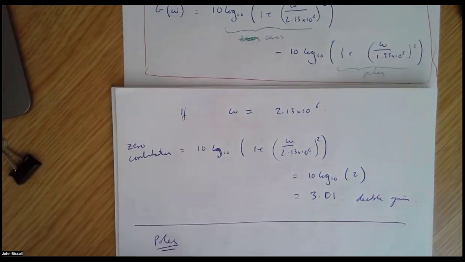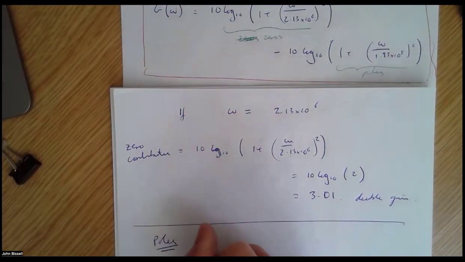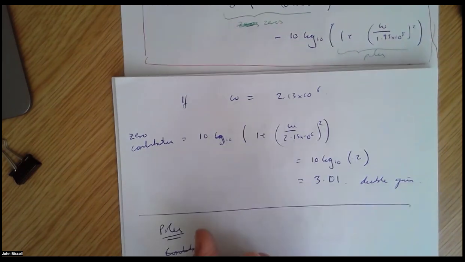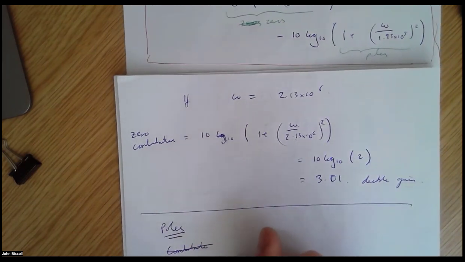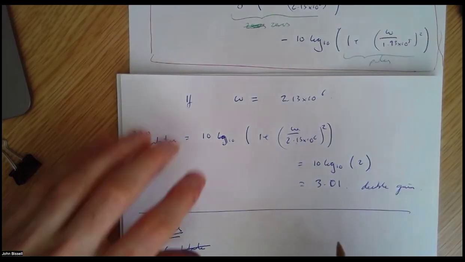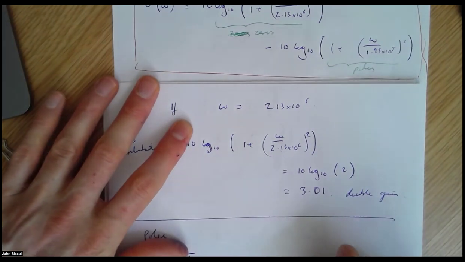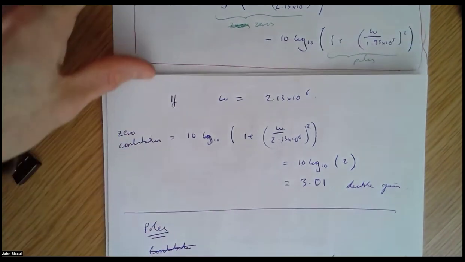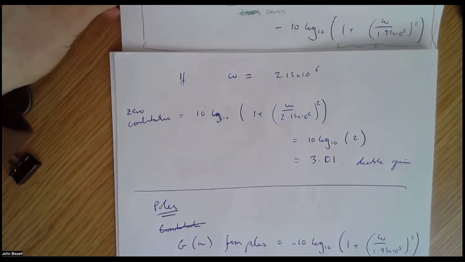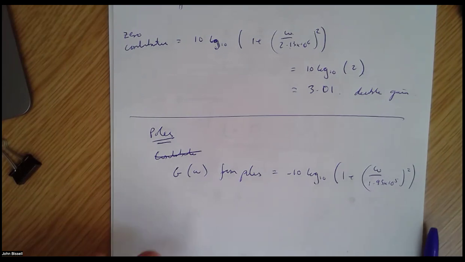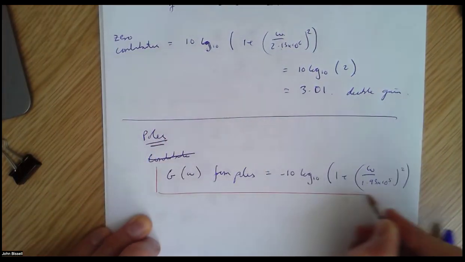We're going to do the same thing here. So the contribution from the poles, let's call that G(omega) from poles, is this term here: minus 10 log to base 10 of 1 plus omega over 1.93 times 10 to the 5, all squared. Agreed? Okay, so let's think about what happens due to the poles.